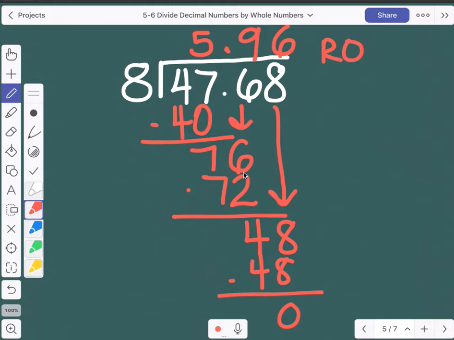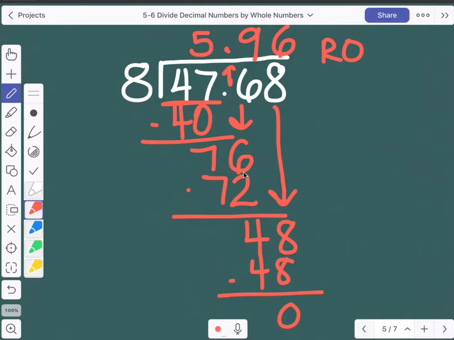Let's see, did I follow my instructions? Well, I did step 2 first, where I moved that decimal straight up into my quotient. Then I divided the whole number, and then continued to use what's after the decimal the exact same way I would have in a problem that didn't have a decimal.